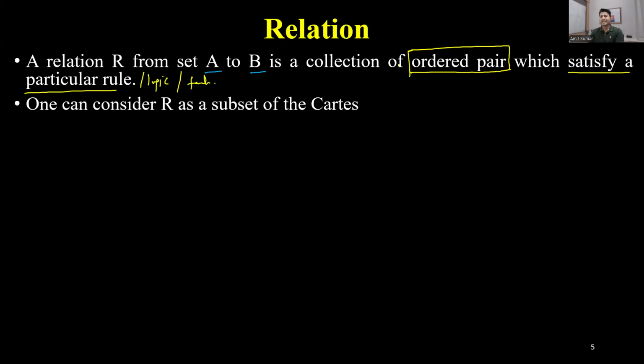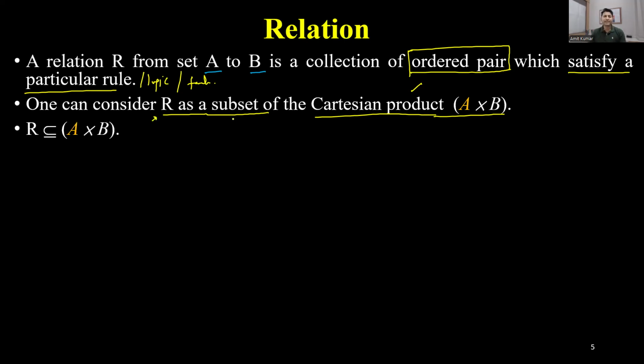So a relation is an ordered pair which satisfies a particular rule. We can consider it as a subset of the Cartesian product. As already defined, a relation will always be a subset of the Cartesian product. So when finding the elements of a relation, first write the elements of A cross B. Then out of those pairs, choose those which satisfy the rule for R and put them along with R.